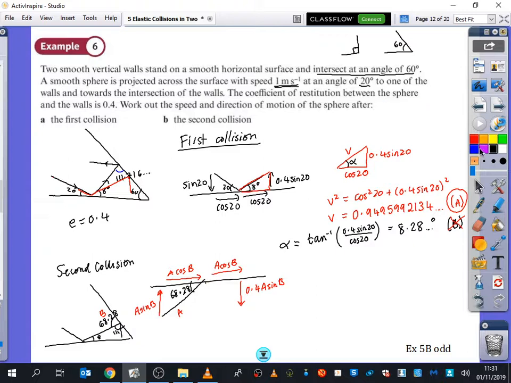So I now need to find out what this is, which I can call W. So we know that W will be the square root of A squared cos squared B plus 0.4 squared A squared sine squared B. Putting that all into the calculator.